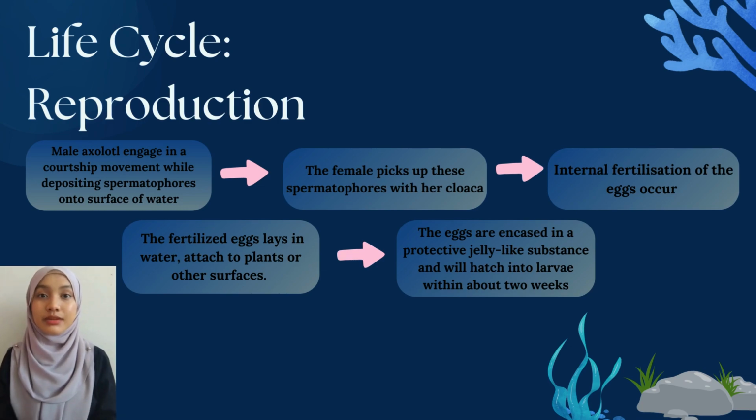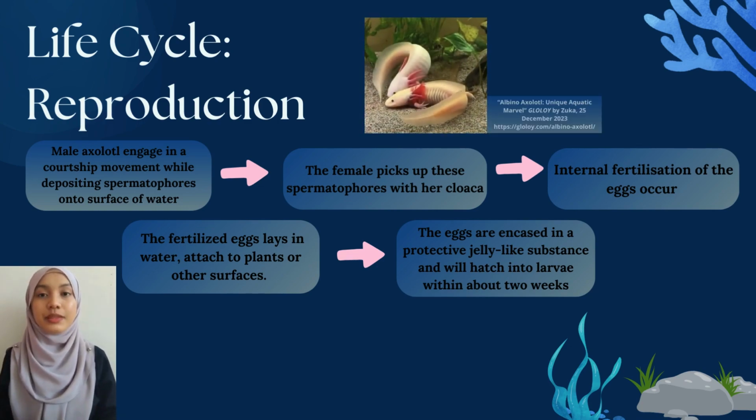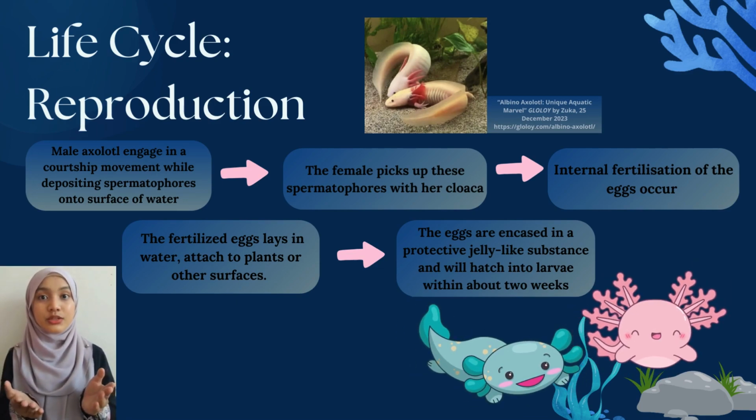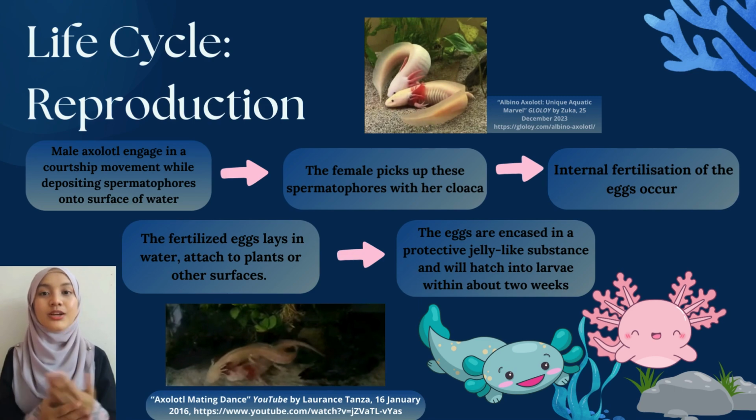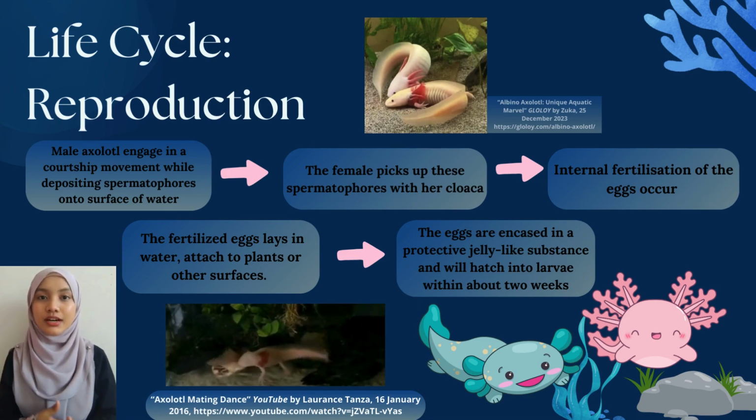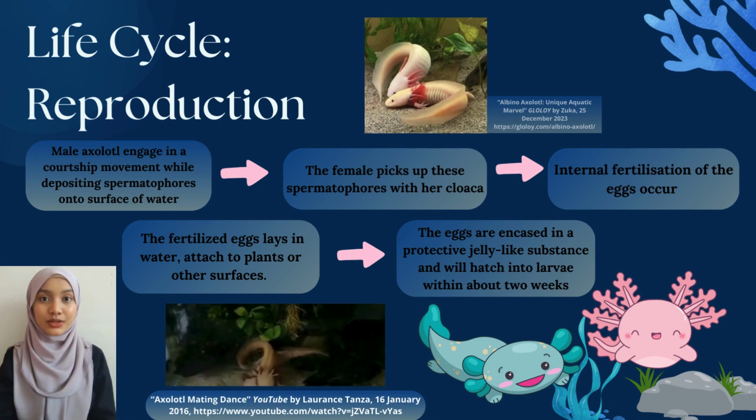I will explain to you about axolotls' reproduction and their life cycle. So, axolotls only reproduce sexually, which means it requires a male and female individual. During the breeding season, the male engages in courtship movements, such as nudging the female and performing a dance-like movement while depositing spermatophores, which are packets of sperm, onto surfaces in the water.